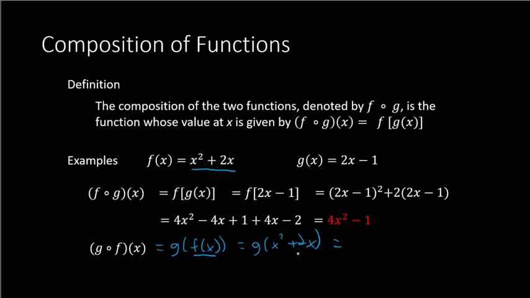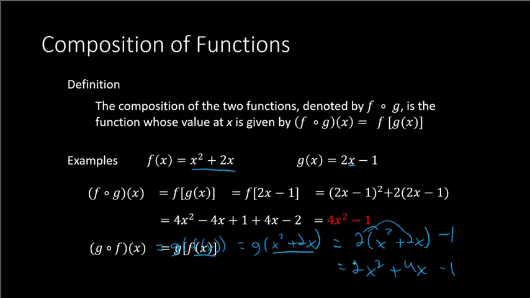Now from here, what we can do is we can replace x in the g function with x squared plus 2x. So instead of 2x minus 1, we have 2 times x squared plus 2x minus 1. And then from here, we can distribute. We get 2x squared, and then plus 4x, and then we have the minus 1 at the end. So your answer is going to be 2x squared plus 4x minus 1.